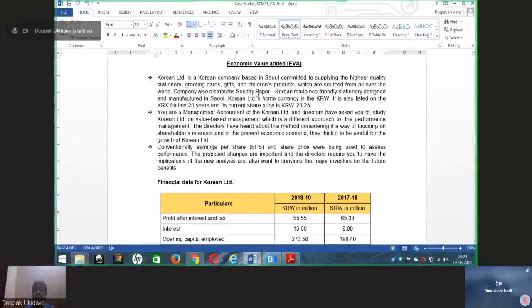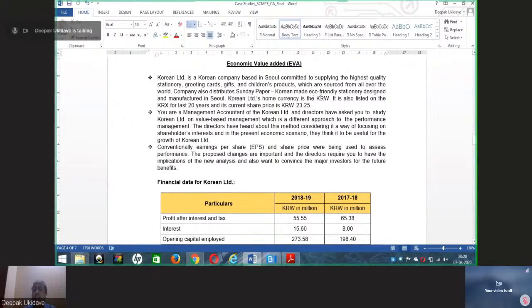The company also distributes Sunday Paper, a Korean-made eco-friendly stationery designed and manufactured in Seoul. So that is another activity, manufacturing and selling of paper. This is distribution of paper and trading of other products like greeting cards, gifts, children's products, stationery, etc. So we know the line of business.